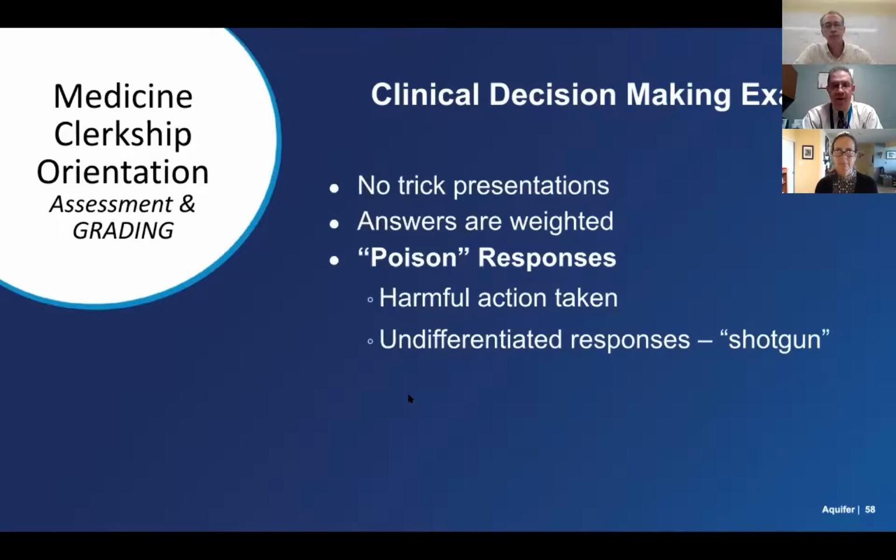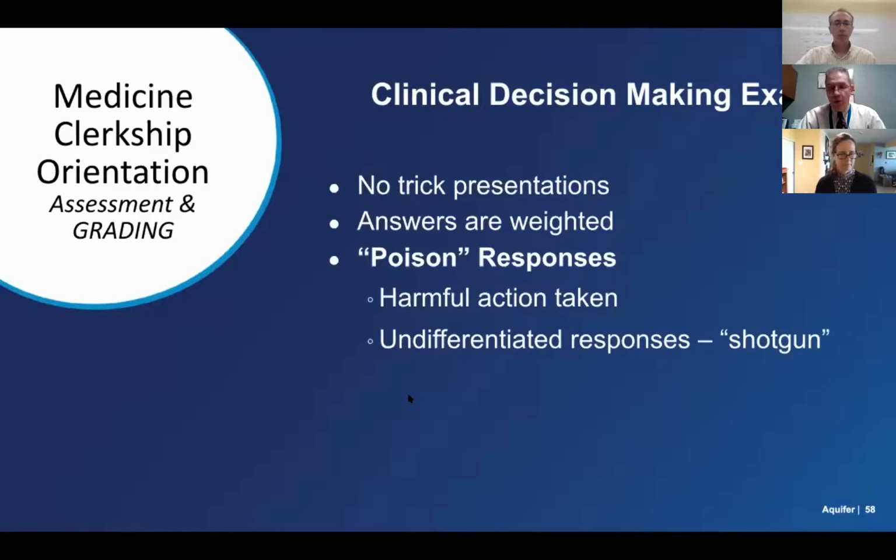So, for example, they may say, choose up to 5 of the following tests. And there may be 6 or 7 out of the 20 choices that most people might order in that scenario, but only 2 of them are critical to the diagnosis. So that's how they look at and weigh the questions.